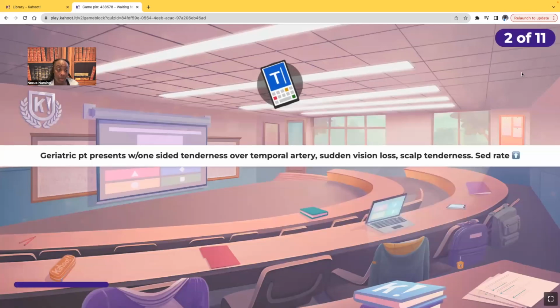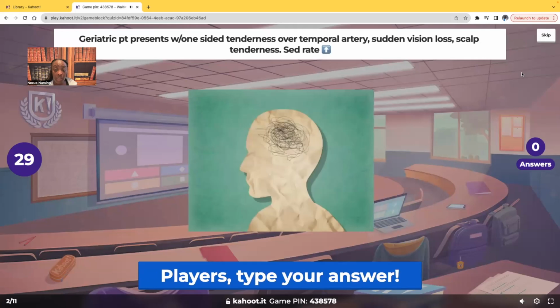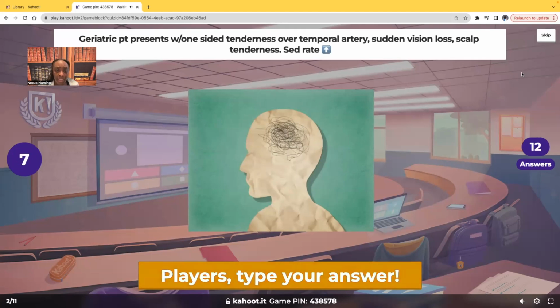All right, type in your answer. So your geriatric patient presents with a one-sided tenderness over the temporal artery. They have sudden vision loss in the eye on the same affected side, and scalp tenderness on that affected side. You check the sedimentation rate and it's increased. What do you suspect your patient to have? Geriatric patient, one side tenderness over the temporal artery, sudden vision loss, scalp tenderness, and increased sedimentation rate. What do you suspect?